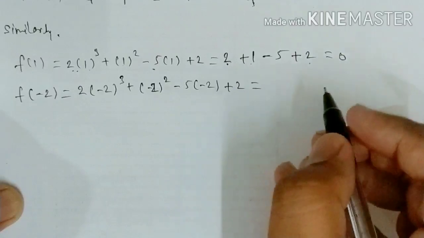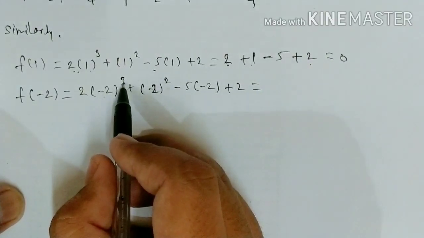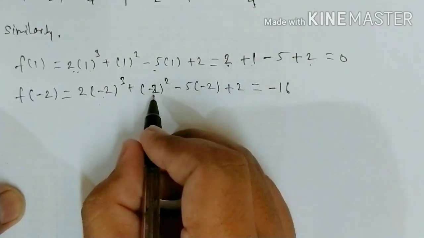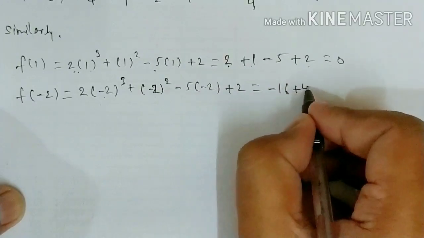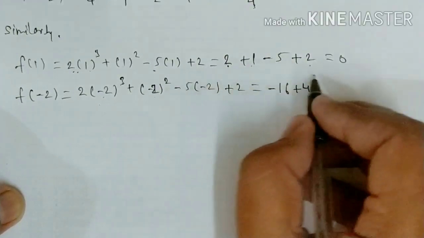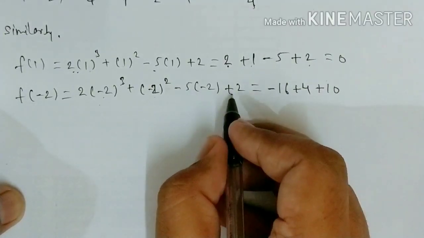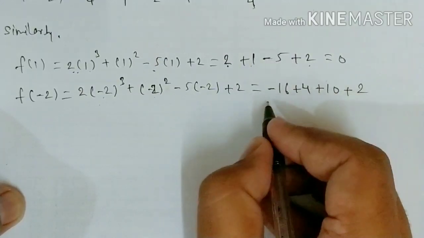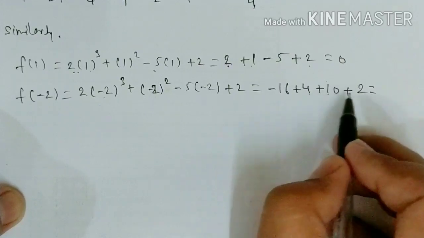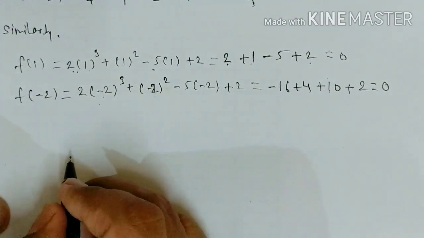When you simplify it, you will be getting minus 2 cube means minus 8. Minus 8 into 2 is minus 16. Minus 2 square means plus 4. Yes, minus minus becomes plus here in the third term. So 5 into 2 is 10. Yes, and last one is 2. So you can check 10 plus 4, 14. 14 plus 2, 16. 16 minus 16 is 0. So f of minus 2 is also 0.